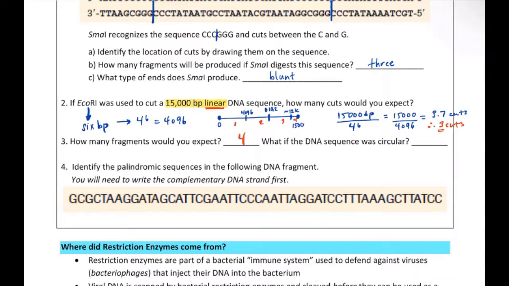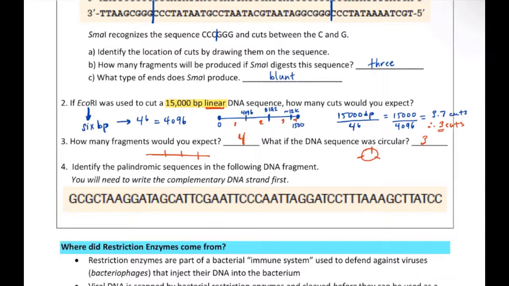Well, here's the theory. If it's linear and you do 3 cuts, 1, 2, 3, no matter where they are, you get 4 pieces, don't you? But if it's circular and you have 3 cuts, how many pieces are there? 3.